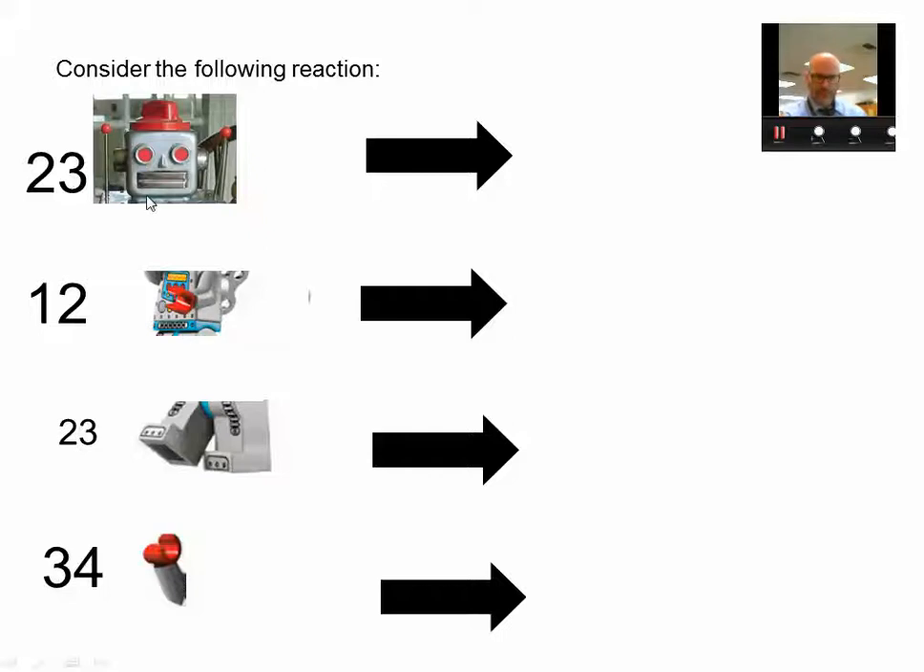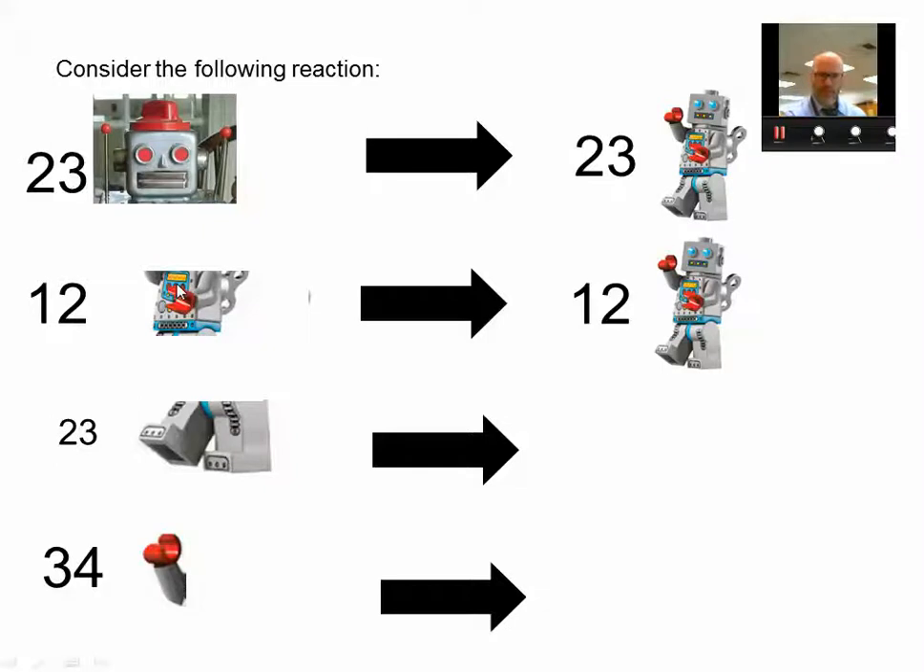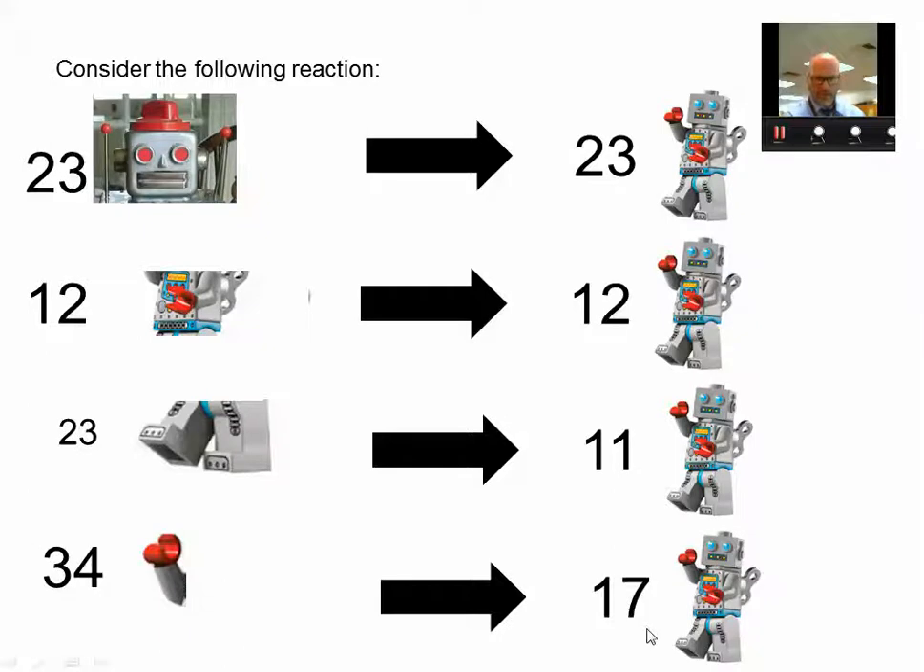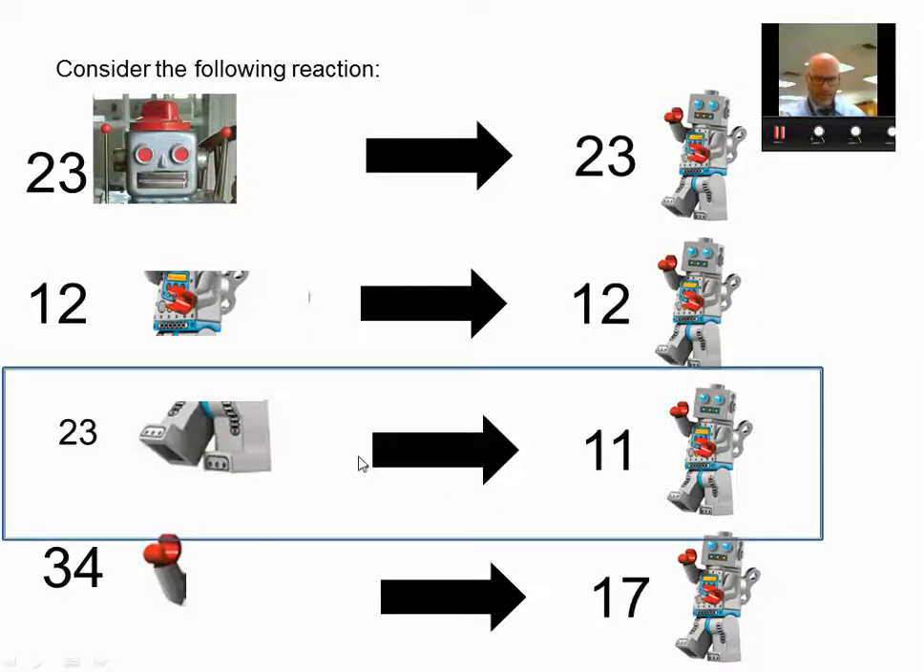So with 23 heads, we could make 23 robots. With 12 bodies, we could make 12 robots. With 23 legs, now it takes 2 legs per robot, so for that, we could only make 11 robots. And then with 34 arms, we could make 17 robots. So if you look at this, the legs are going to limit how many robots we can make. We only have enough legs to make 11 robots. So after that, we stop making robots. So our limiting reactant in this case is legs.